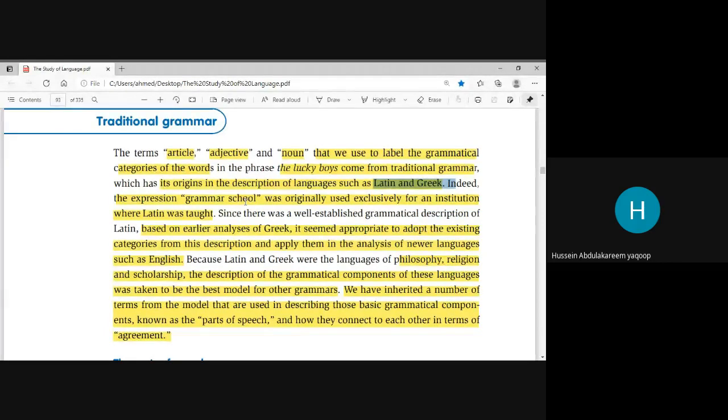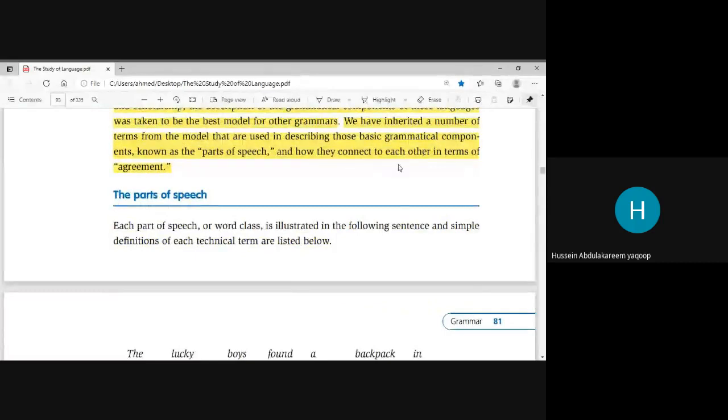Sometimes we don't use the S for pluralizing a word. We don't always say boy, boys to change the singular word into plural. We sometimes need other words, which might be imported from other languages. Child, children; we don't say childs, or even children's, right? So these are irregularities because of inheritance and words imported into the English language. We have inherited a number of terms used in describing these basic grammatical components, such as parts of speech, and how they connect. Now, the connection of all these parts should be put in terms of agreement.